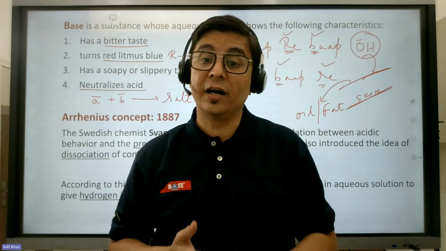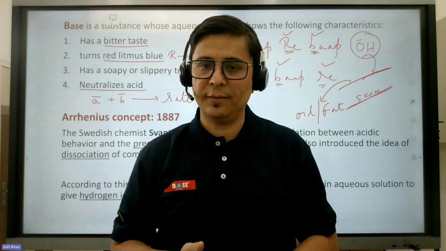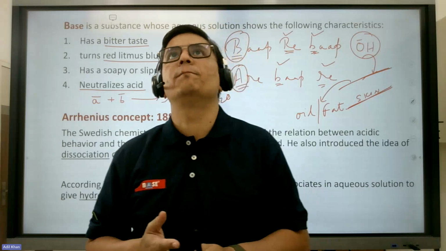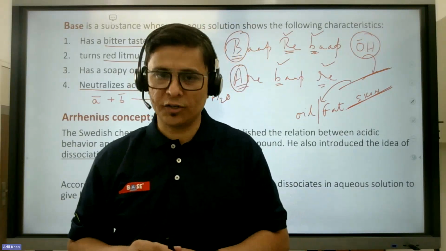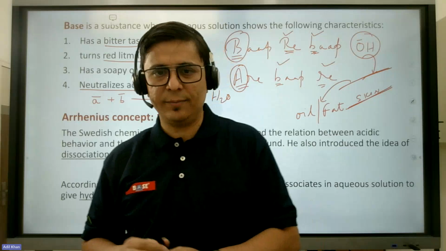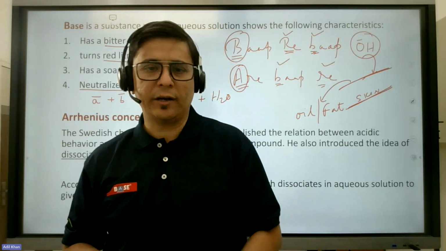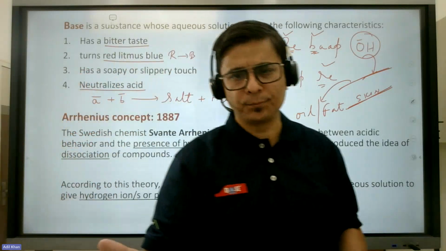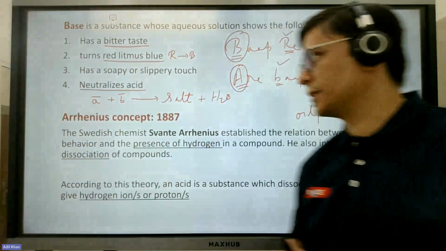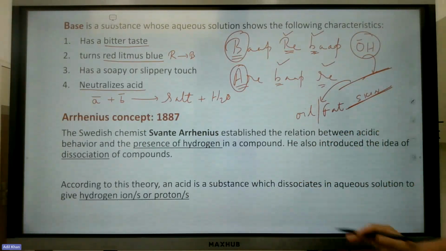Other than that, you have another 2 concepts: one is known as the Lux-Flood concept and the other the Usanovich concept, I believe. So these 2 are the other concepts of acids and bases. But the important ones are Arrhenius, Bronsted and Lowry, and Lewis. We will focus only on those at this point of time.